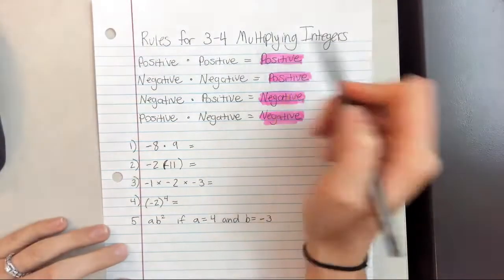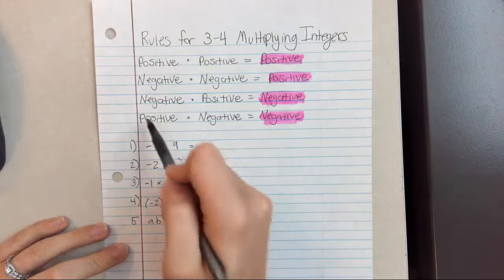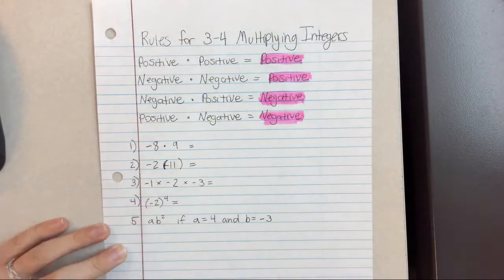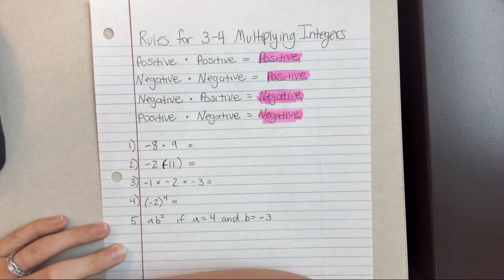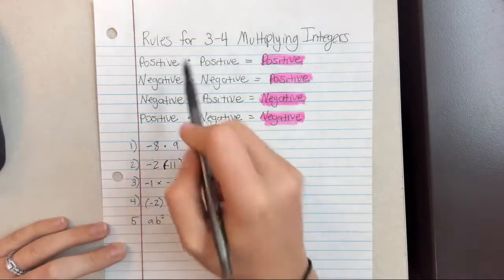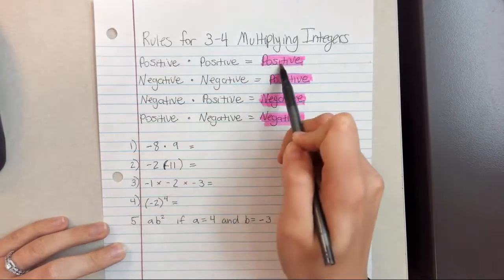Today we went over multiplying integers, and these are the main rules that you need to focus on. And if you're wondering why these rules work, there is a video that's also within this page that you can watch that shows why those rules hold true for math. But really all you need to know is that a positive times a positive equals a positive.